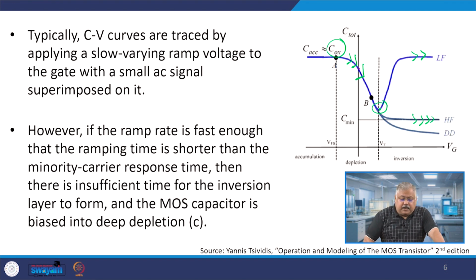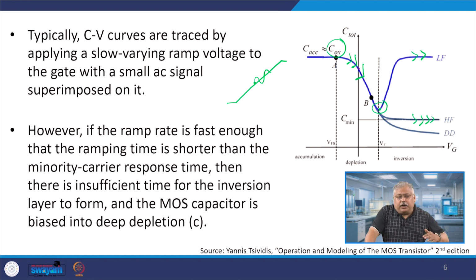Now, typically if you plot a CV, this is basically a CV characteristic. How do we do it? By applying a slowly varying ramp voltage to the gate, right. So, I have applied a DC bias, a slowly varying ramp, and superimposed on that you will have AC signals available with you. So, a small signal AC is superimposed over this increasing, slowly varying ramp voltage.